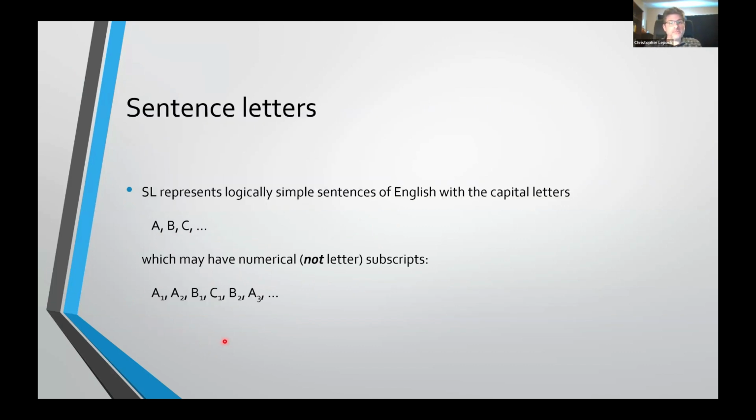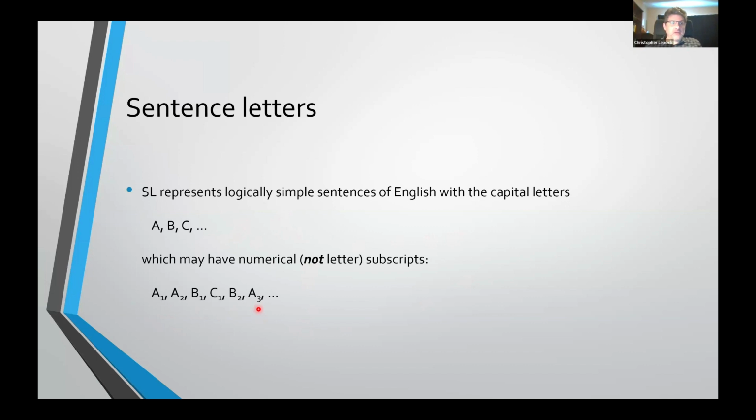We're going to go through each of these in turn. So first, the sentence letters. The sentence letters represent logically simple sentences of English. They can have numerical subscripts. This is so that we have infinitely many of them and we don't run out. They cannot have letter subscripts. Remember this: you can use numerical subscripts, you can't use letters.